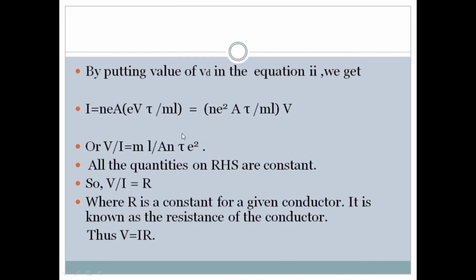Now all the quantities on the right hand side are constant for a given conductor. So I am writing R in place of all these quantities, where R is a constant for a given conductor and is known as resistance of the conductor. Thus V is equal to IR.